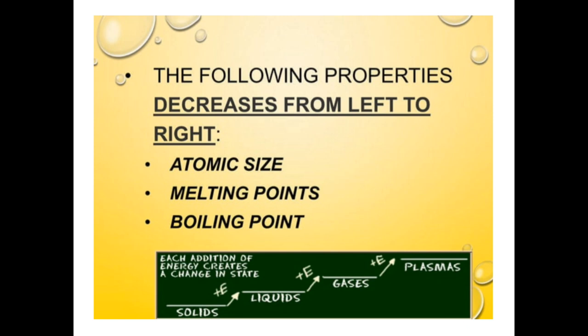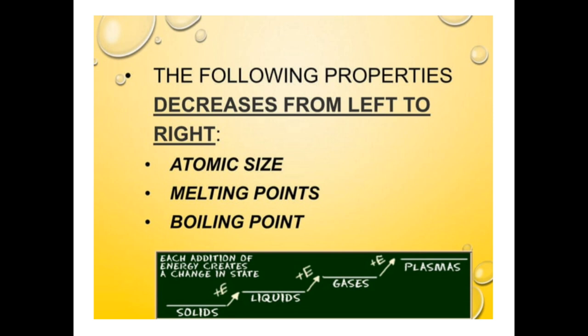and the properties that decrease from left to right are the atomic size, the melting points, and the boiling point. Let's make a very good statement here. The melting and boiling point will increase then decrease. Please, this must be very clear. The melting and boiling point of elements in period 3 will first increase because you are moving from sodium, which is in group 1, to magnesium to aluminum.